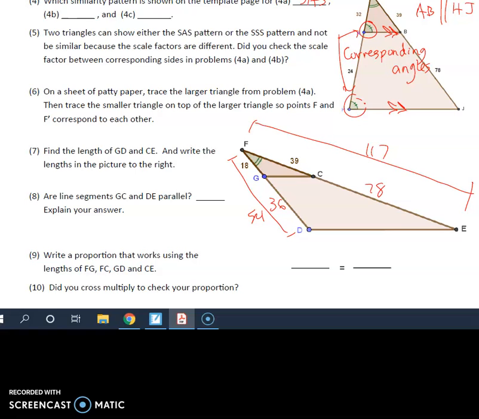They're asking the question, are they parallel? Because the triangles already begin being similar, and as long as I make sure that the congruent angles are corresponding to each other, then these two sides here, GC and DE, will be parallel to each other because we're going to make sure that corresponding angles are equal to each other.